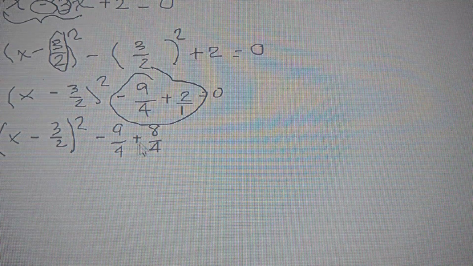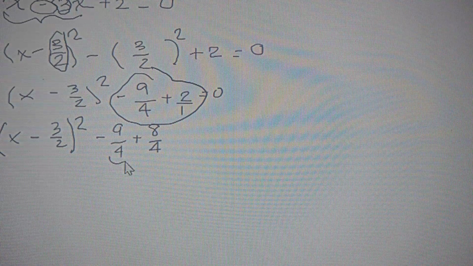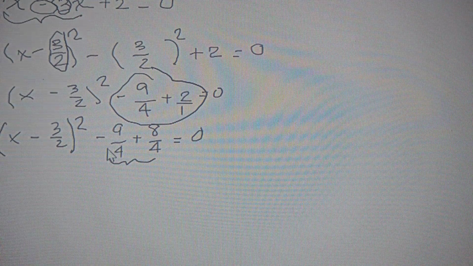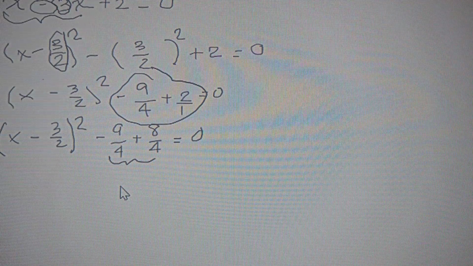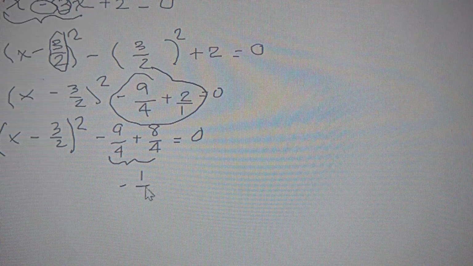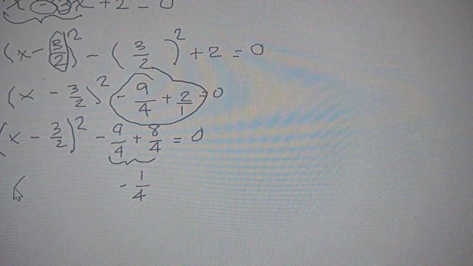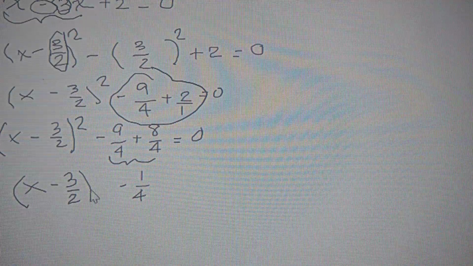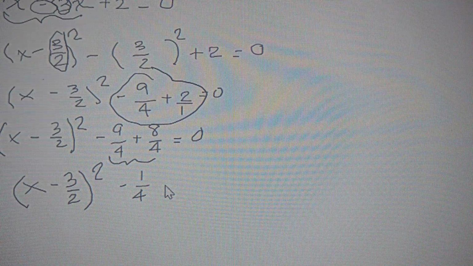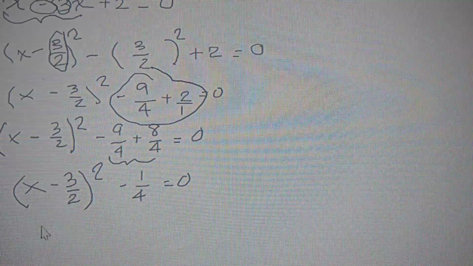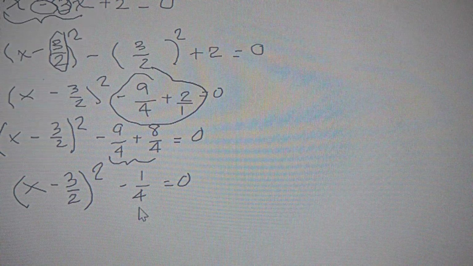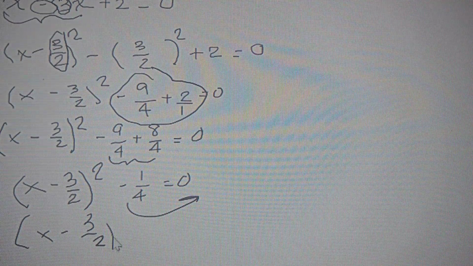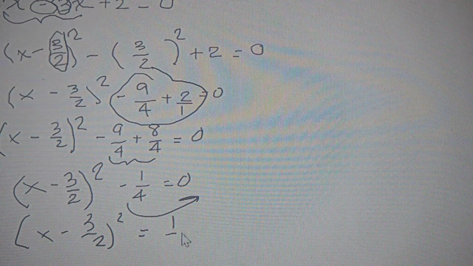And so, now I can say that this right here is equal to 0. I can see that this is equal to what? That part, minus 1/4. Isn't it? So what do I have so far? x minus 3 halves squared minus 1/4 is equal to 0. And so I send this to the other side. I would say x minus 3 halves squared is equal to now positive 1/4.